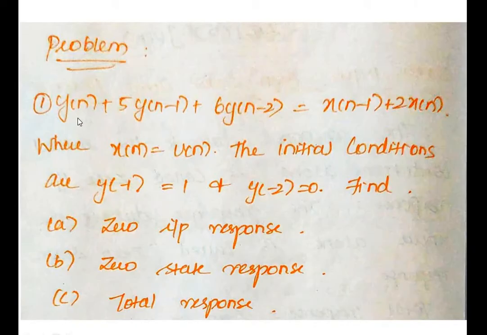We have an example here. y of n plus 5 y of n minus 1 plus 6 y of n minus 2 is equal to x of n minus 1 plus 2x of n, where x of n is equal to u of n. The initial conditions are y of minus 1 is equal to 1 and y of minus 2 is equal to 0. We will have to find the zero input response, zero state response, and hence the total response.